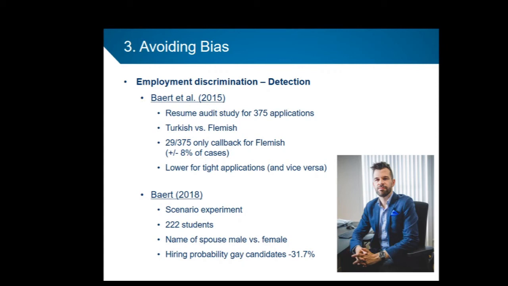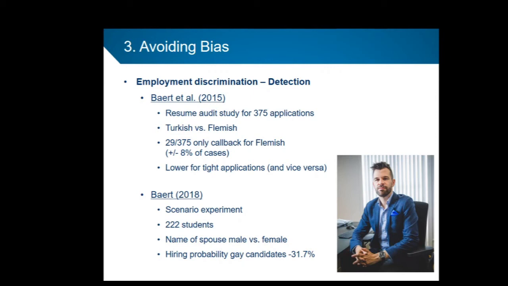Now, both studies were conducted in Flanders, the northern and Dutch-speaking part of Belgium. In the first study, Baert sent out 375 fake resumes. These resumes were almost identical, save for the name. It either had a Turkish-sounding name or a Flemish-sounding name.